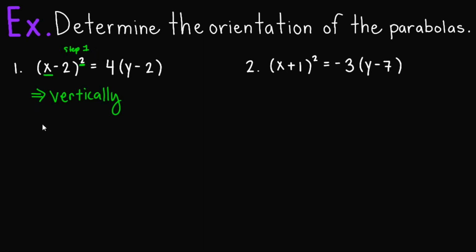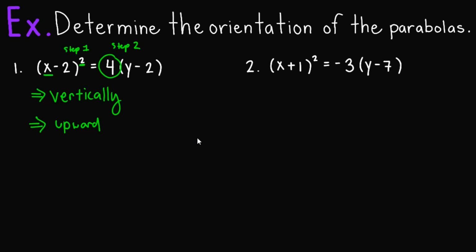Step 2. We determine if it is opening upward or downward. And what we use is this one out here. We check if this is positive or negative. Take note that clearly 4 is positive. And when it is positive, this means that the equation or the parabola is opening upward. So we have a parabola that is vertically oriented and opening upward.